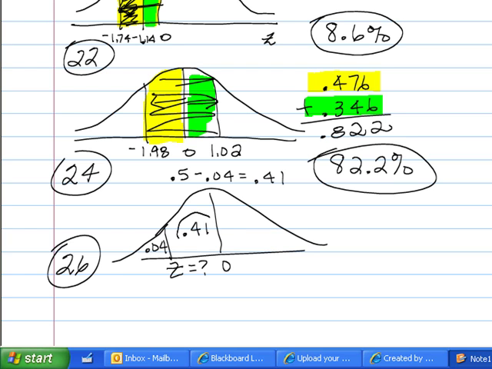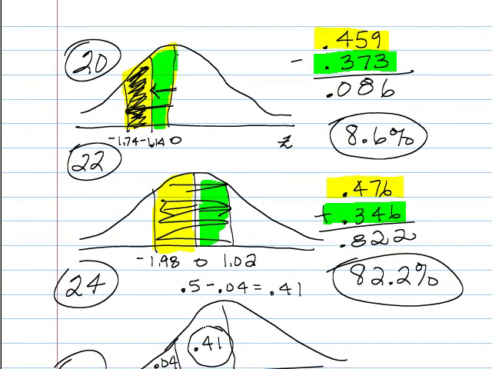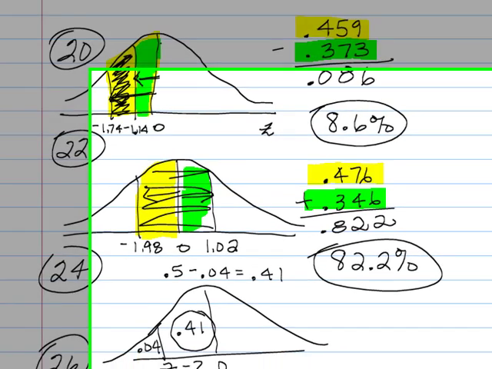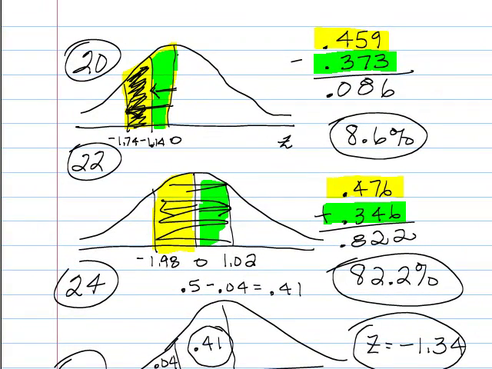So in the table, we need to find an area as close as we can get to 0.41. So we're kind of doing it in reverse. Before we looked up the z-score and found the area. Now we're looking up the area, and we want to find the associated z-score. And 0.410 is in here, so that's 1.34. And because it's to the left of 0, z would be negative 1.34. Okay, so this one's a little bit tricky. We're going at it backwards. We know the area, looking at that in the table to find the z-score that goes with it.